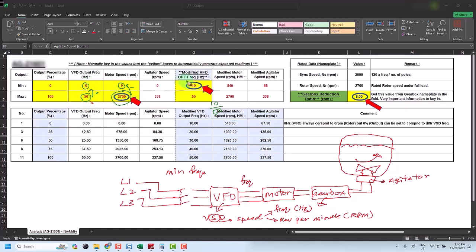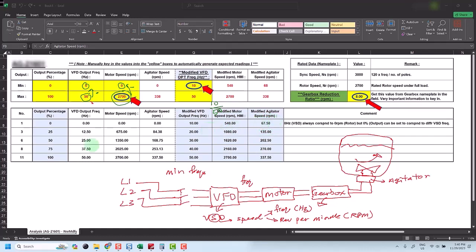If we modify the VFD output frequency from 10 Hz to 50 Hz instead of 0 to 50 Hz due to the minimum frequency requirement as per system owner or the process requirement, the corresponding modified VFD output frequency is shown here. So the 0% no longer corresponds to 0 Hz. 0% produces a corresponding 540 RPM, which is the modified motor speed, and the corresponding modified agitator speed will be 67.50 revolutions per minute.